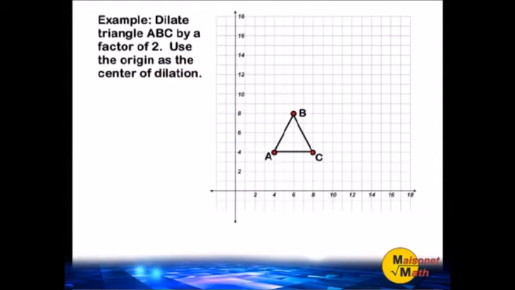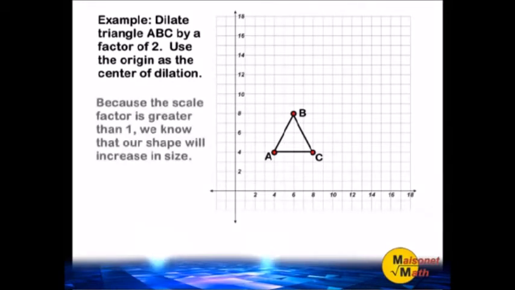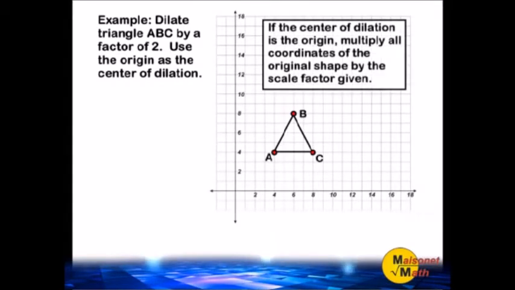The first example of dilation that we are going to demonstrate today is when the center of dilation of our object is the origin. We are going to dilate the triangle shown, triangle ABC, by a scale factor of 2. Because the scale factor given is greater than 1, we automatically know that our shape will increase in its size. If the center of dilation is the origin, simply multiply all the coordinates of the original shape by the scale factor given.